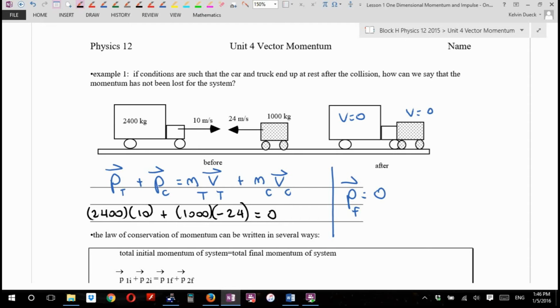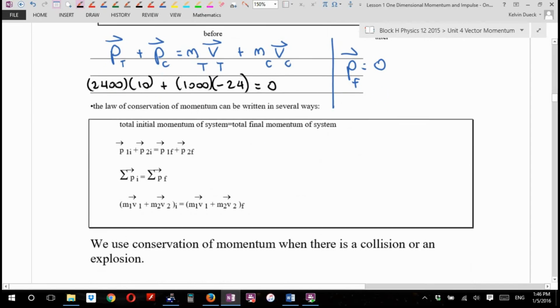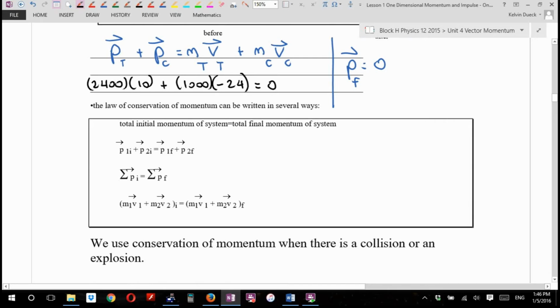In fact, let's look at some more interesting ones. So the law of conservation of momentum can be written in several ways. You can write it in English: the total initial momentum of a system equals the total final momentum of a system. Am I going to write it in longhand English? Hopefully you know me enough to know no.